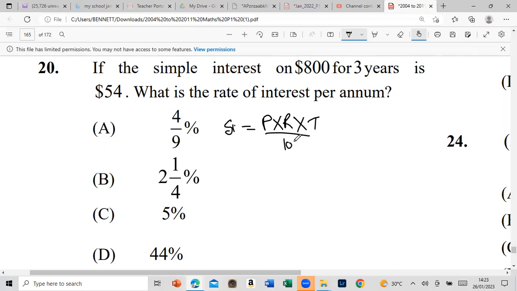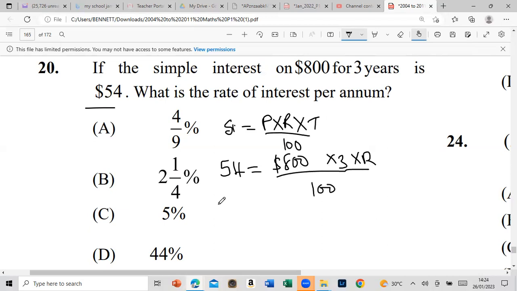So now we're going to substitute the values. They gave us a simple interest, which is 54. So guys, you have to look out for what they give you. The principal is 800. That's what you start the business with. And then you have 3 years. But we don't know what the rate is, so that's what we're figuring out. So I'll put that over 100. Again, we transpose, make R the subject, so I carry everything over here. So it's 54.